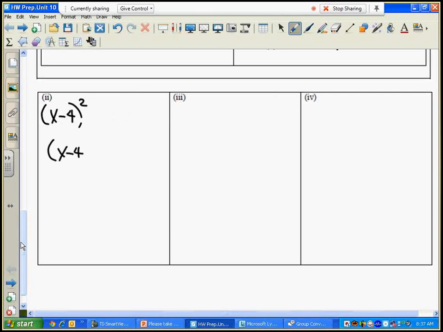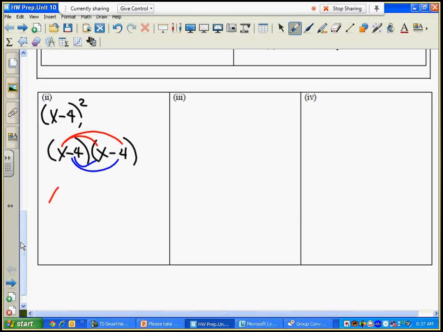So x minus 4 times x minus 4. To find this answer, we had to either use a distributive method or your 2 by 2 Punnett square. Usually when there's just binomials, you're going to see me resort to the distributive method. In other words, I won't take the time to draw the box.